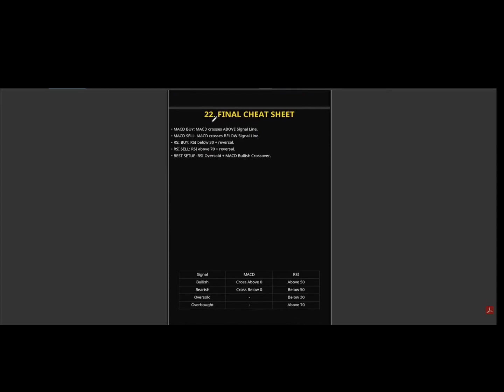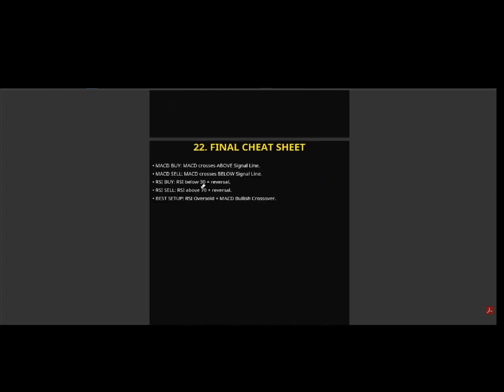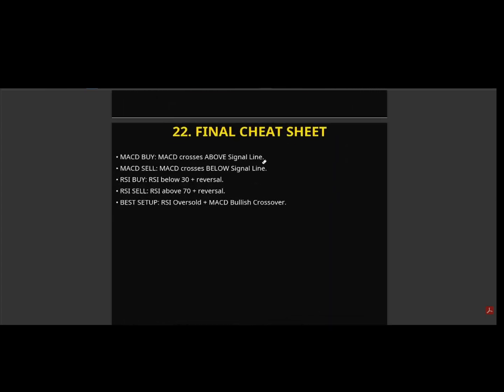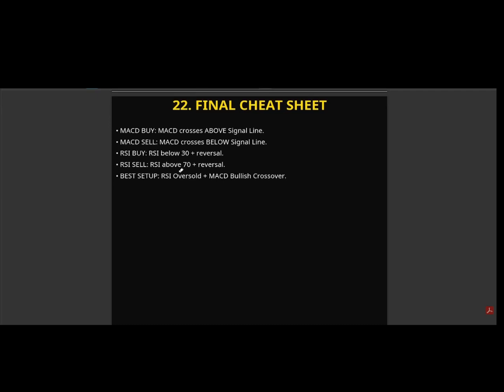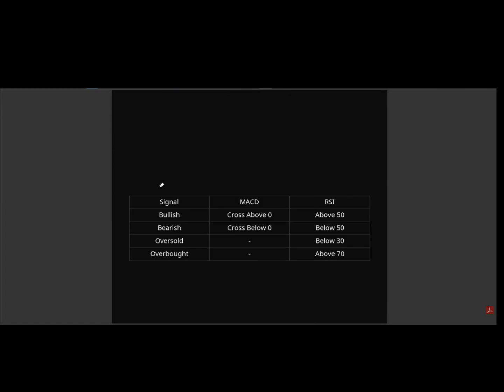Now, the final cheat sheet. You can take a screenshot of this if you want. It is a very important sheet, because it clearly says: if MACD crosses above the signal line, buy. MACD crosses below the signal line, sell. RSI below 30 and gives a reversal, buy. RSI above 70 and gives a reversal, sell. The best setup is when RSI is oversold and MACD gives a bullish crossover.